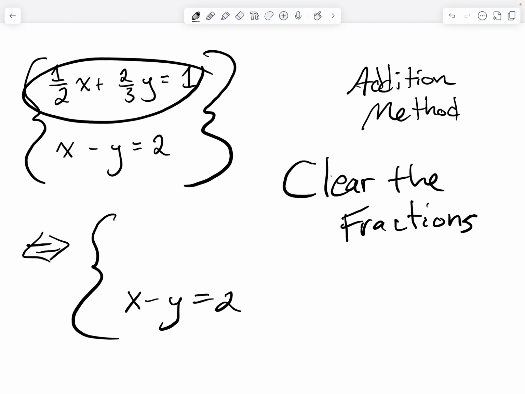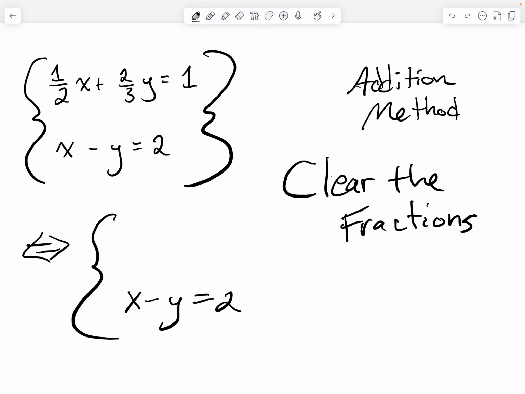We're going to take this one, and how do we get rid of the fractions? Well, this wouldn't be a problem if this was a 12, because 2 goes into 12, right? And this wouldn't be a problem if this was like a 21 instead, because 3 goes into 21 nicely, right?